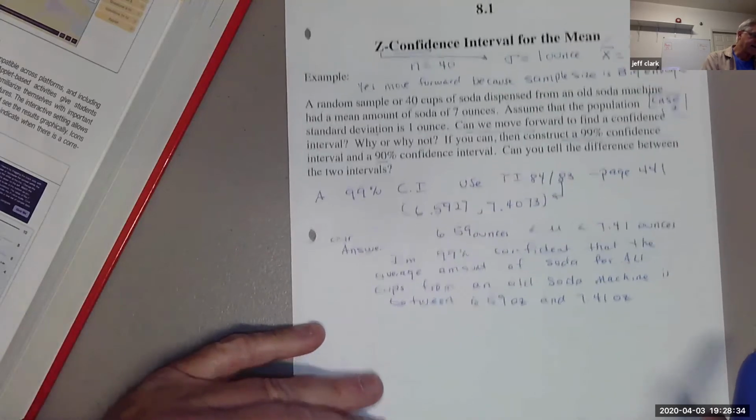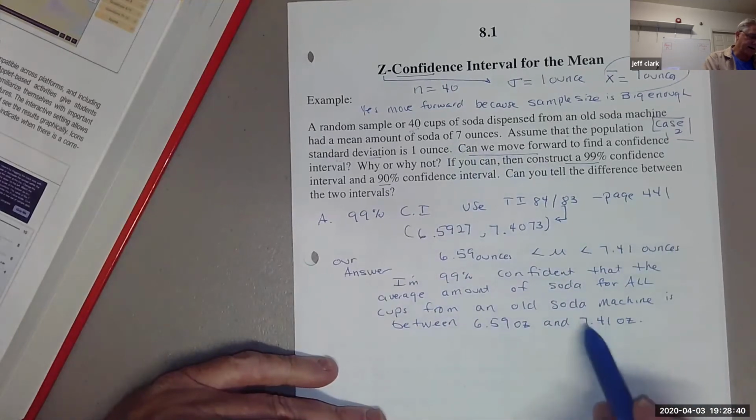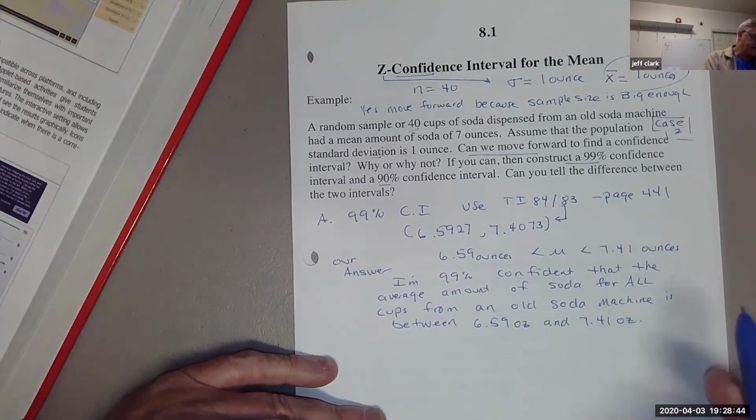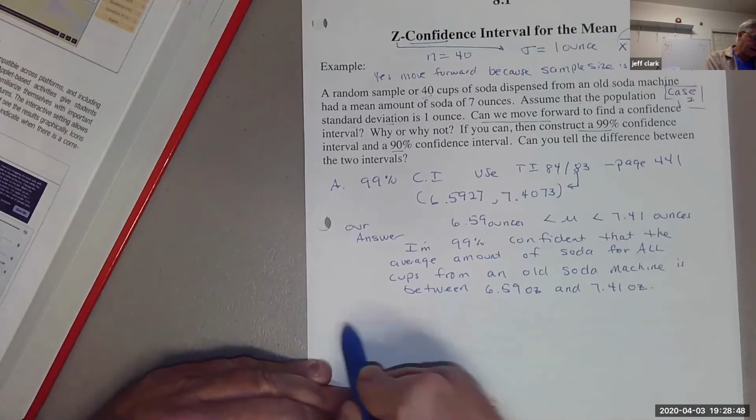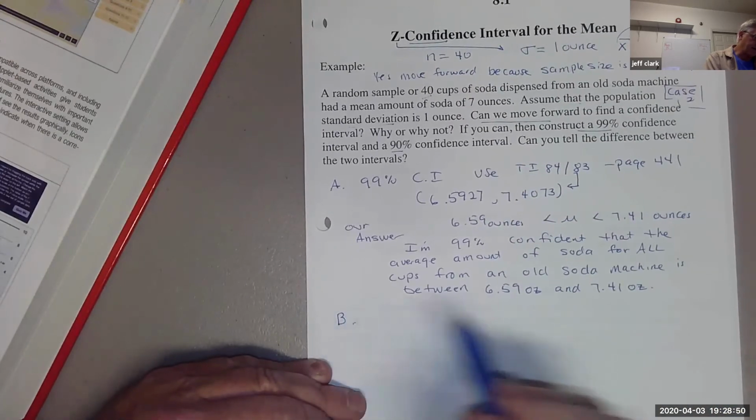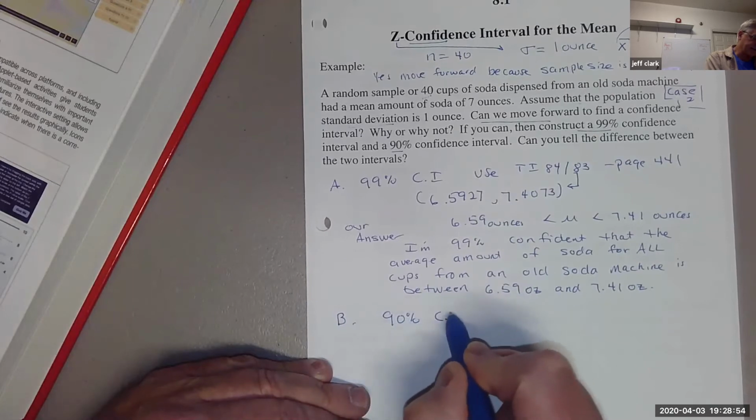Gosh, if it was a cup that held exactly 7 ounces, you can get some cups that would be overflowing from here. So it's probably a cup that is bigger, that could hold more than 7 ounces, of course. And letter B, it's the same thing, which is a 90% confidence interval.